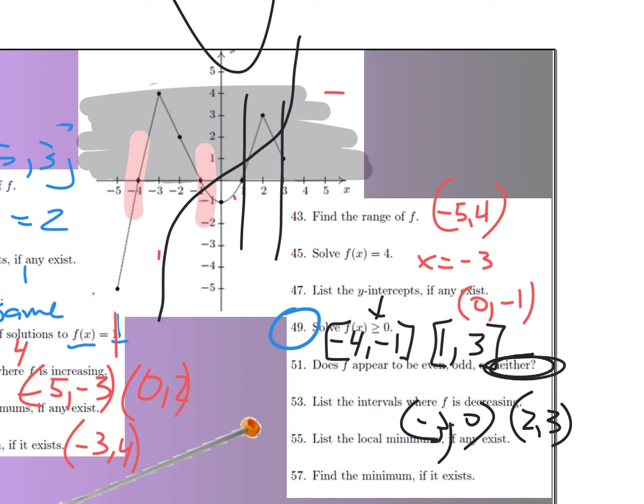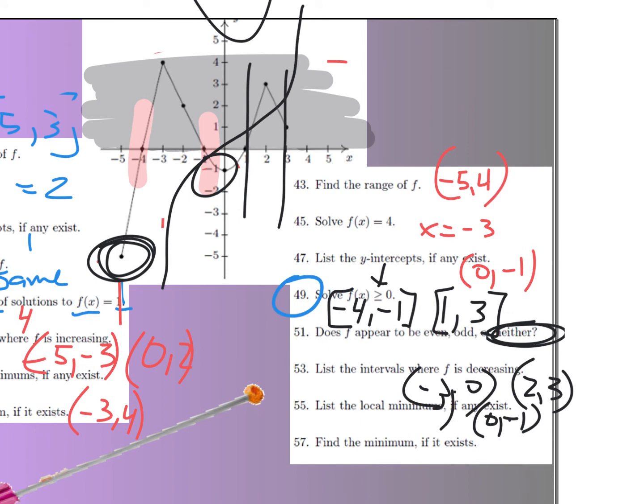List the local minimums, if any exist. Well, there was one low spot right there. It was 0, -1. But it's a local minimum. The minimum, there is a minimum. It's that spot. And that's the lowest of them all. And how low was it? Well, it's where it is. That's at -5, -5. They want you to list a point for the minimums and maximums. Okay, yay. How many of you did really well on that section?